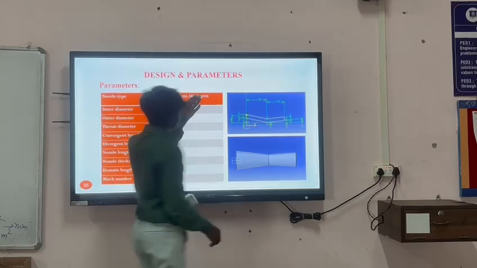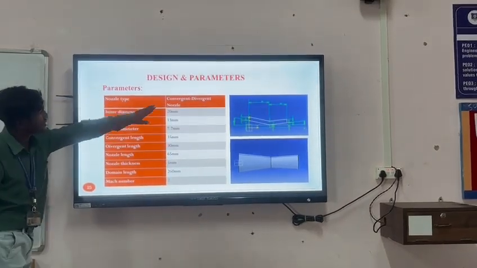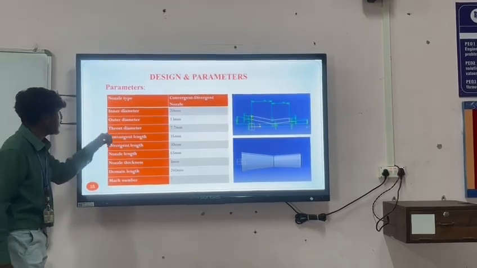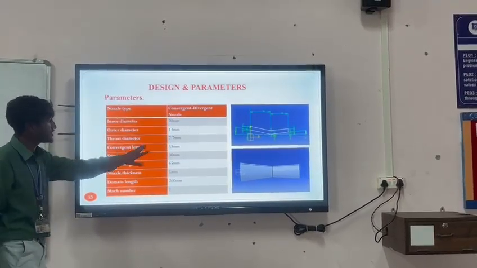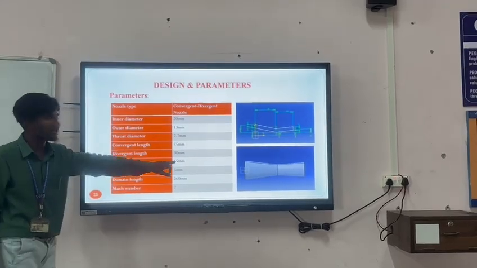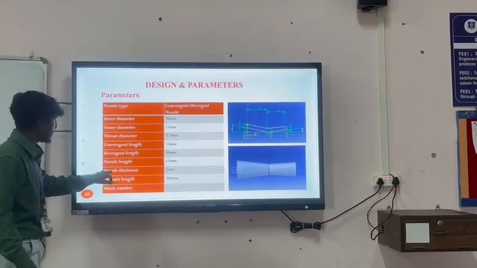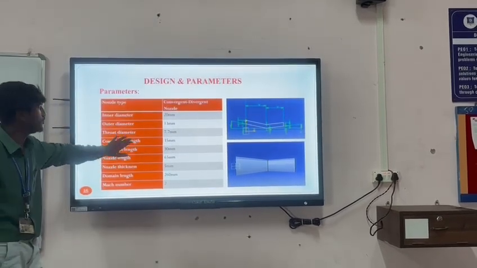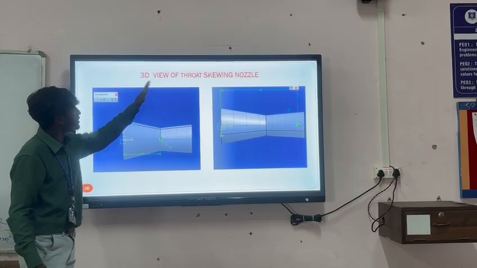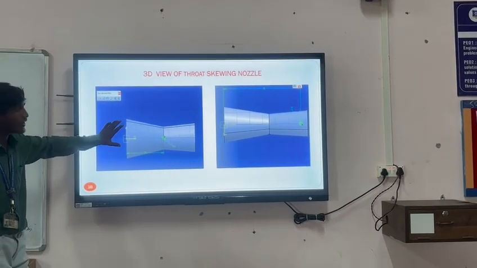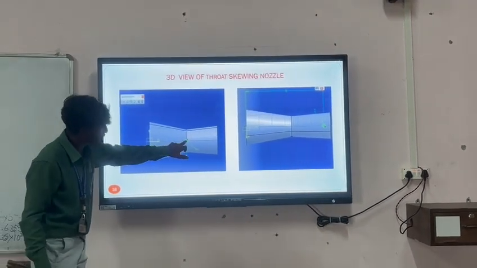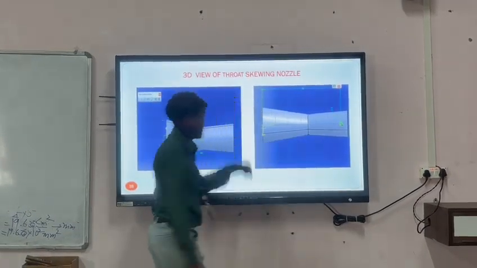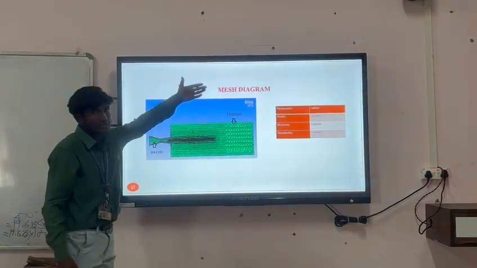This is our design parameters. The nozzle type is a convergent-divergent nozzle. Inner diameter is 20, exit diameter is 13, throat diameter is 7.7, convergent length is 35 mm, divergent length is 30 mm, nozzle length is 65 mm, nozzle thickness is 5 mm, domain length is 260 mm, and Mach number is taken as 2. This is our 3D diagram of the skewing nozzle. In that, we have injected a thrust skewing injector in the throat section, and at the exit of the nozzle we have also placed an injector.